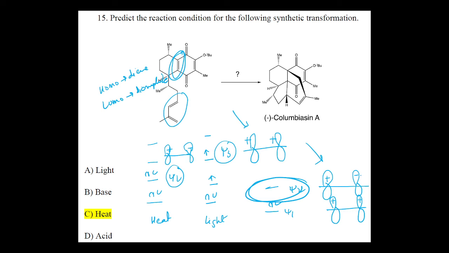So over here we can expect a constructive overlapping pattern. So yes, we need heat over here, not light. Base and acid can be eliminated, so this is a pericyclic reaction. I hope it's clear. You can see that it's not a difficult question. Just be relaxed, just be calm, and try to apply the basic concepts.